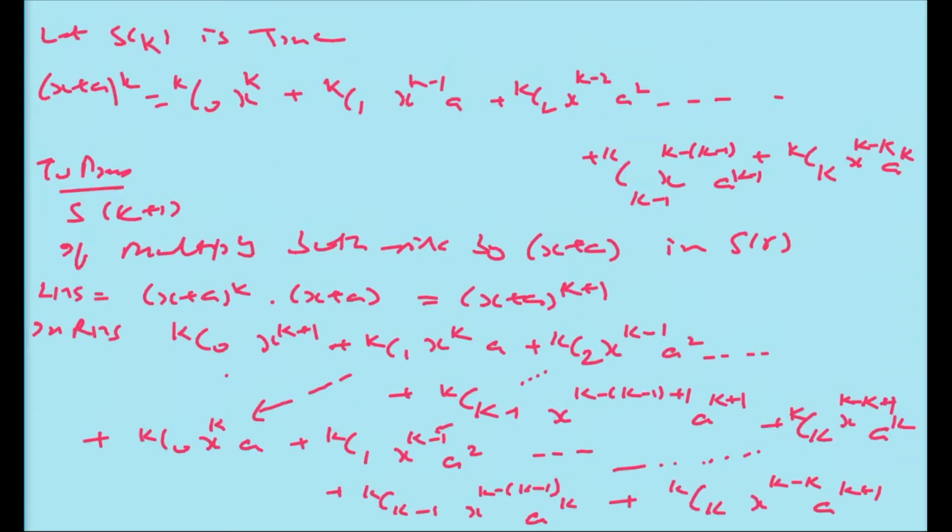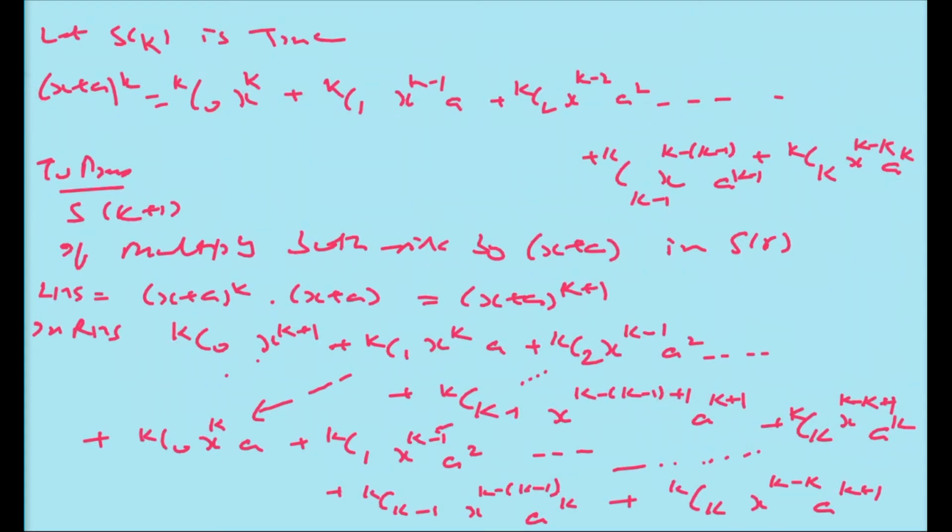So now you can take the common x to the power k a. What is left is kC1 plus kC0. Then we take the common x to the power k minus 1 a square, and what is left is kC2 plus kC1. So the first term stays, the second term adds this, the third term adds this, and the last term adds the previous term.